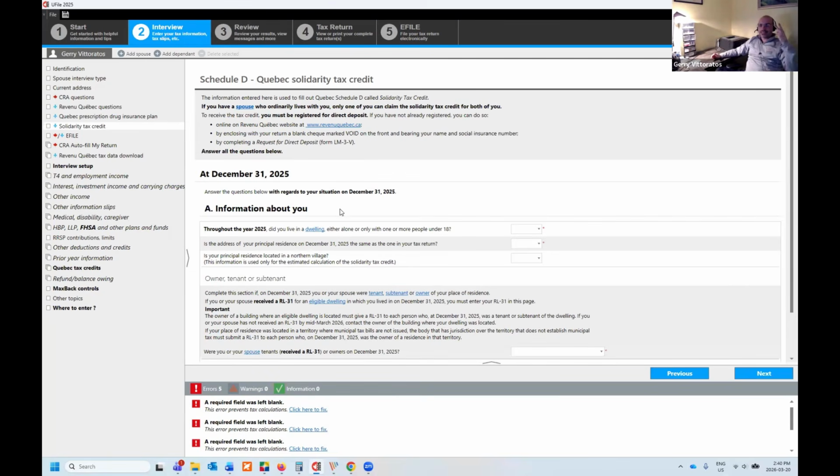Okay, the second component is your residential component. So you pay rent, you pay property taxes. The government's going to give you a credit to help you to pay for those things. Okay, and then finally, the third component is the Northern Village, which I don't believe I have anybody in this presentation from a Northern Village. But I just want to mention that it is three components. There is the Northern Village component as well.